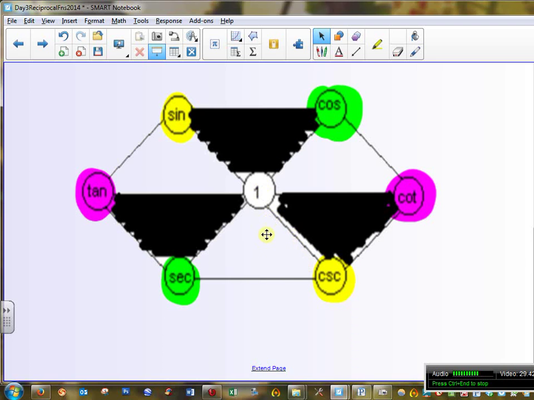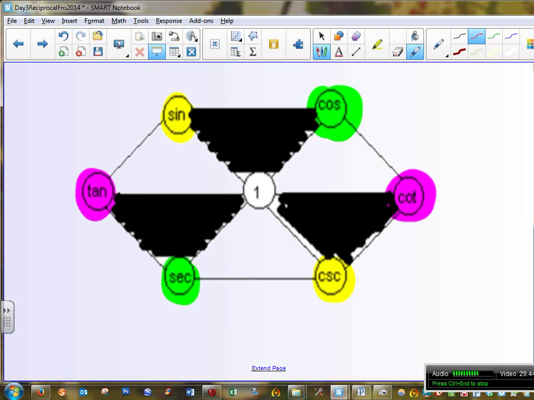There's also a 1 in the middle. And the 1 in the middle is what's telling us to perform the reciprocal operation. If I start out with sine and I want its reciprocal, I go through the middle and I get cosecant. If I start out with a secant function and I want to know its reciprocal, I go through the middle and I get cosine. If I start out with the cotangent function and I want to know its reciprocal, I get tangent.